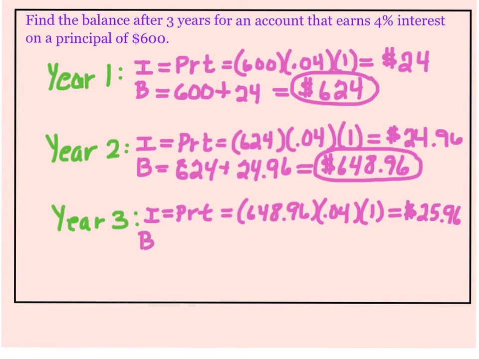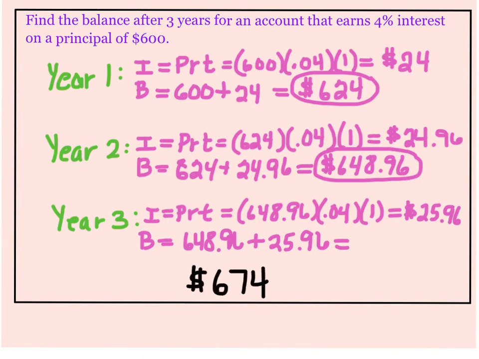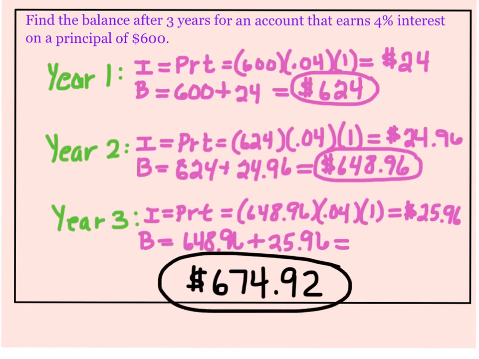So now to find his balance, we take the $648.96 and add in the $25.96. So this gives us a grand total at the end of 3 years of $674.92. Whew, okay, there you have it. That's how it goes.